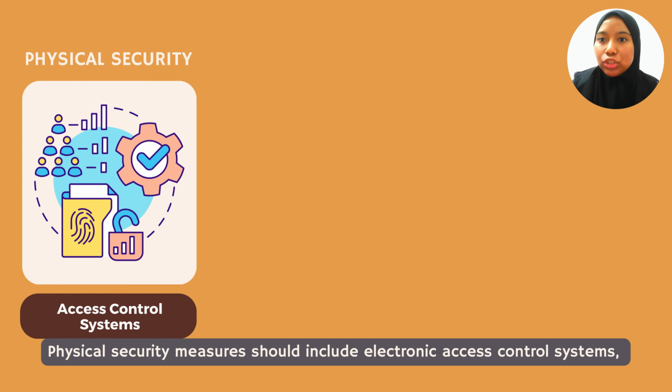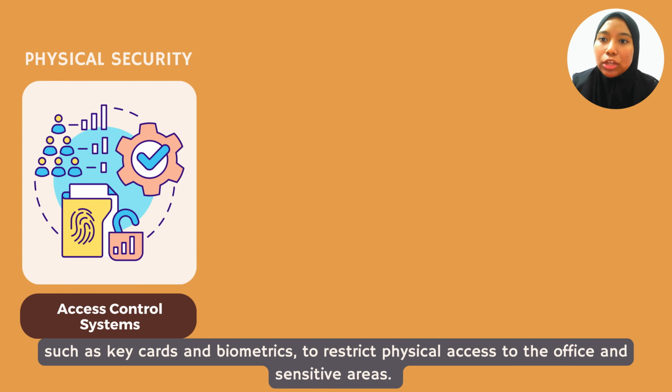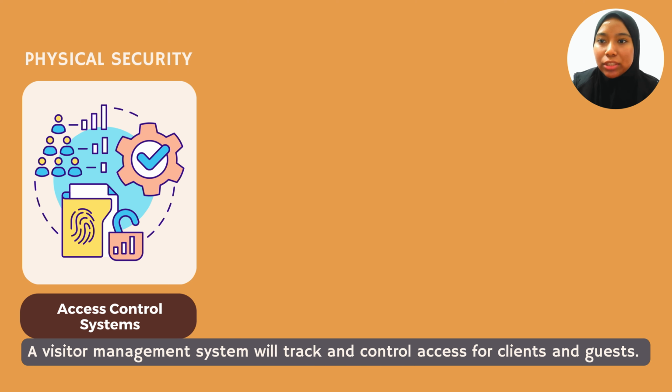Physical security measures should include electronic access control systems such as key cards and biometrics to restrict physical access to the office and sensitive areas. A visitor management system will track and control access for clients and guests.